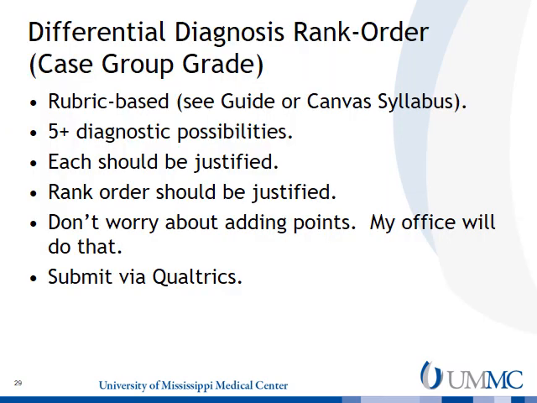The differential diagnoses are even easier to grade. They're also rubric-based, but have only 2 elements. First, did the group come up with at least 5 reasonable diagnostic possibilities, including a non-neurological or psychiatric disorder that could account for the presentation? Second, did they include evidence justifying each possible diagnosis? As with the write-ups, once you've done that, just submit your graded rubric via Qualtrics.